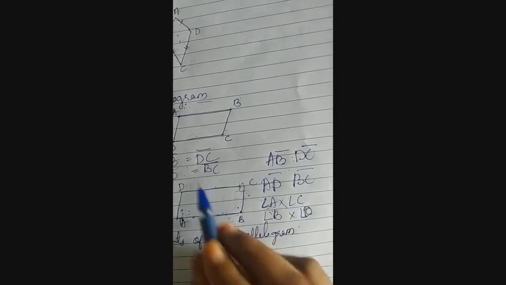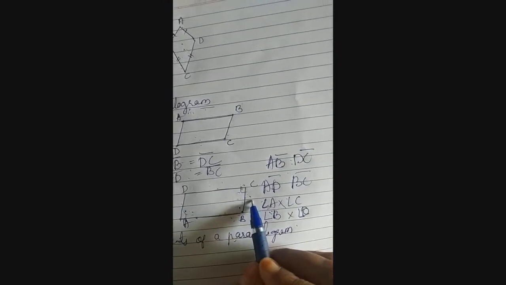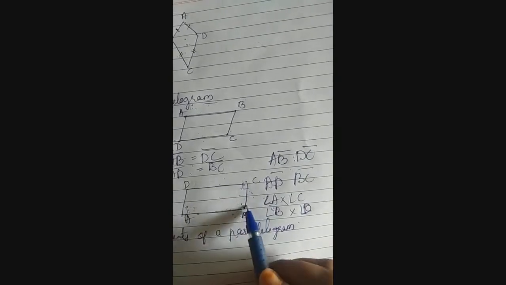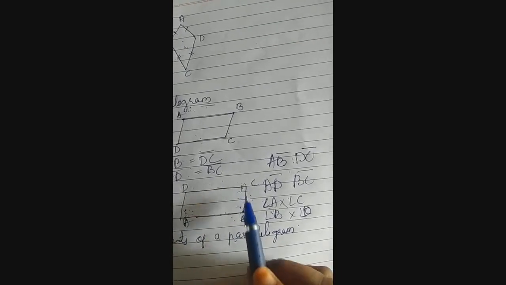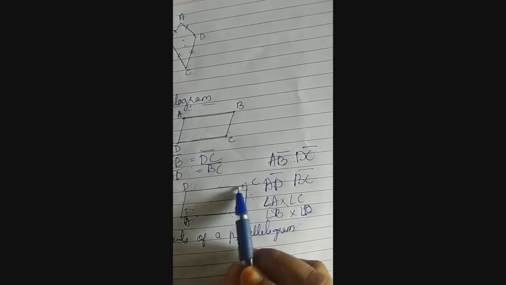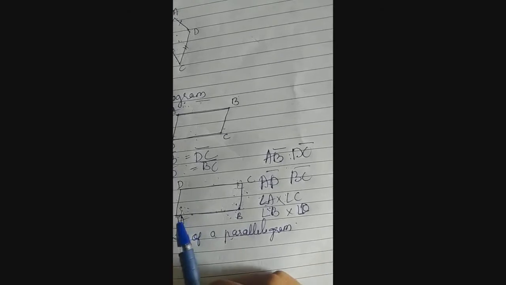Here AB and BC are adjacent sides. This means one side starts where the other ends. BC and CD are adjacent sides.